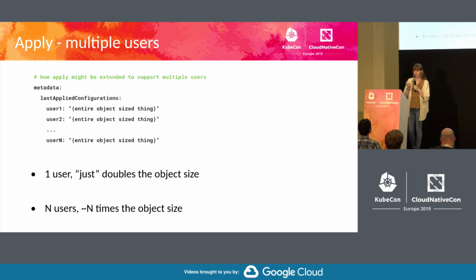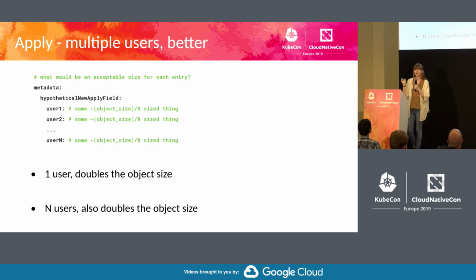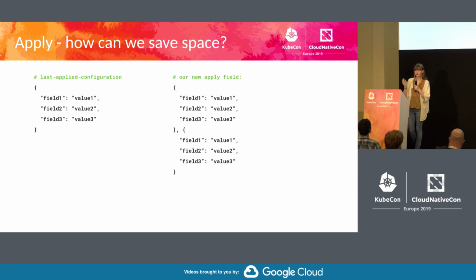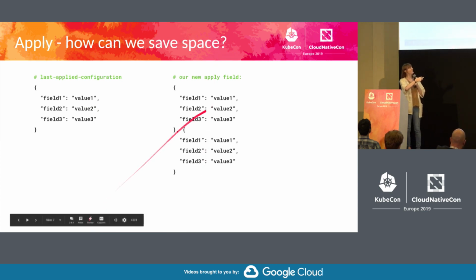And if we just scaled this by copying it for each user, it wouldn't work because the size of the object is going to go up linearly. So instead, we need to put something in there per user that is the size of 1 over the number of users. So we had to find something that would fit that requirement. So this is if we just copied it, once for every user.